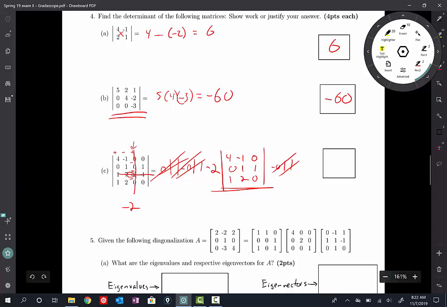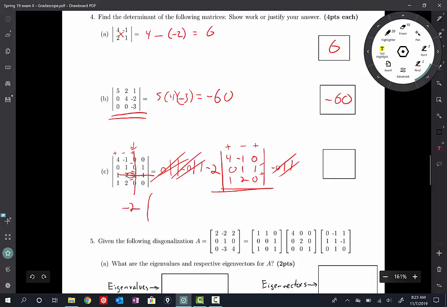So once again I'm going to expand down the third column. I got plus, minus, plus, and minus and plus. So it looks like as I expand down that third column, it's going to be plus 0 times something, minus 1 times a subdeterminant, 4, negative 1, 1, 2, and then plus 0 times something. So I'm going to get positive 2 times 8 minus negative 1. Looks like I'm going to get a value of 18 here.